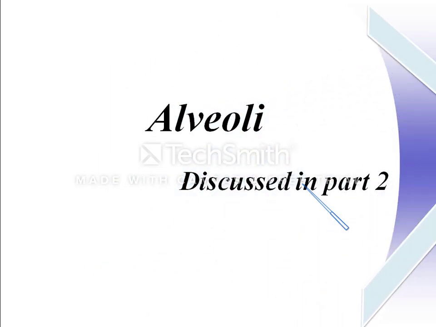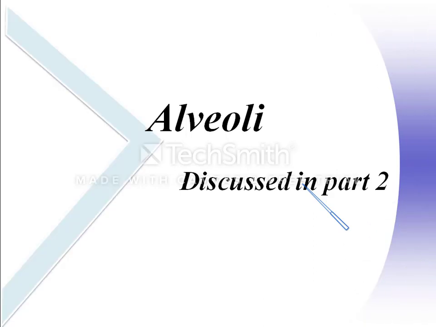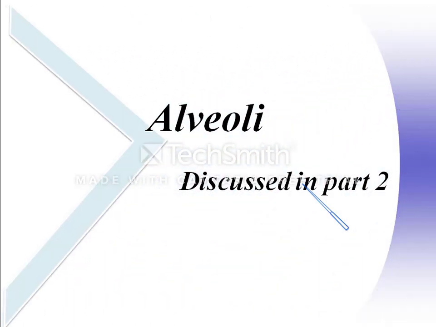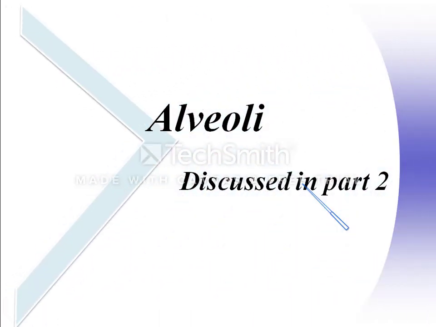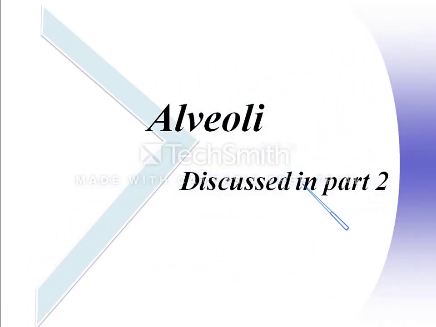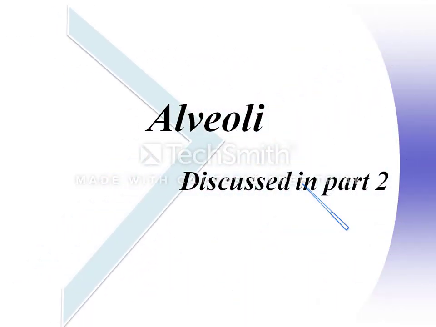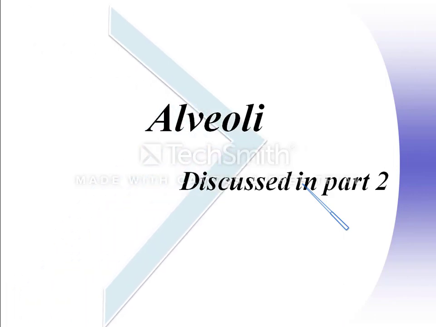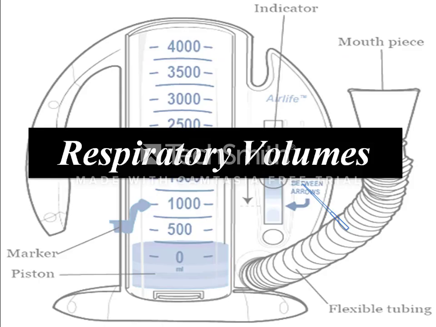Alveoli is the basic unit where exchange of gases takes place. So we have covered in part 2 of module 1 what the respiratory membrane is, by fusion of which membranes it is formed, what an alveolar sac is, what an alveolar duct is, and what their function is, that is exchange of gases. We have discussed that in part 2. Now the next part is respiratory volume.